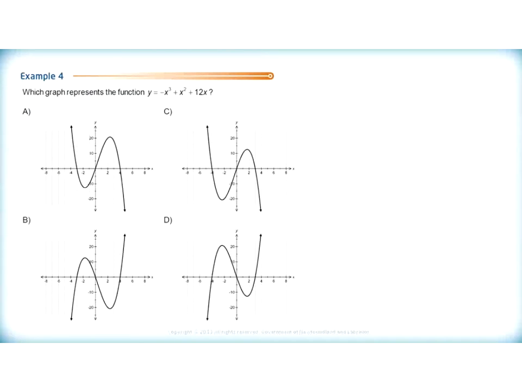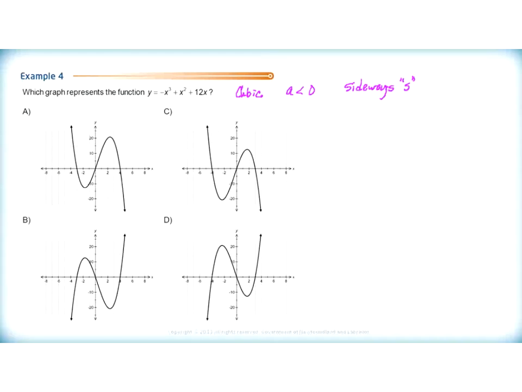In example 4, which graph represents the function y equals a negative x cubed plus x squared plus 12x? Once again, identify the type of polynomial function you are working with. So here we are working with a cubic function in which the leading coefficient is less than 0. The graph will be a sideways S.